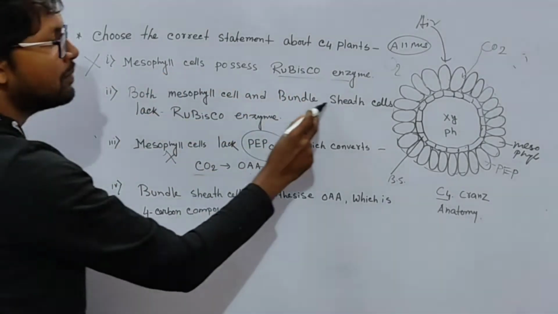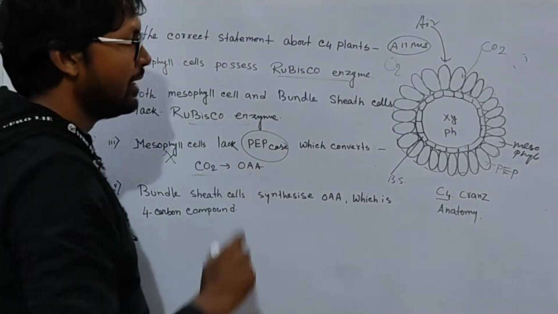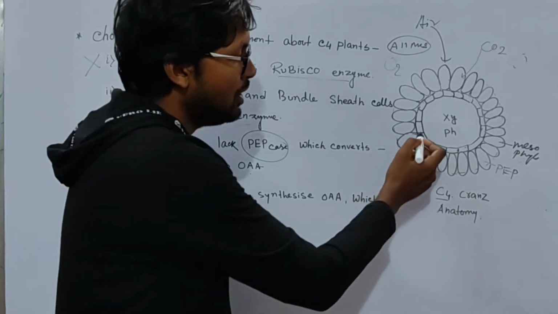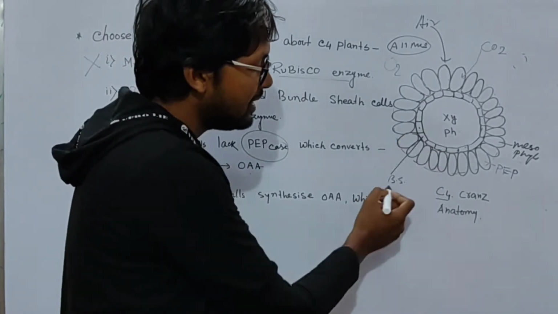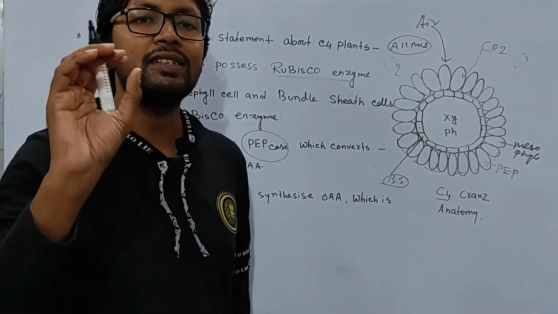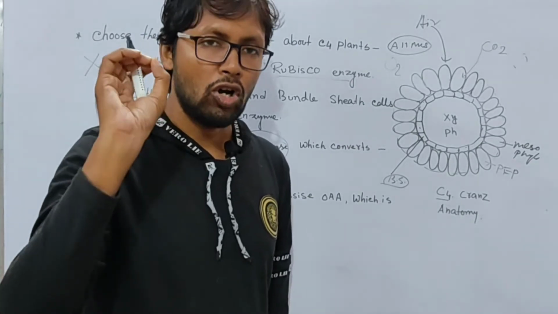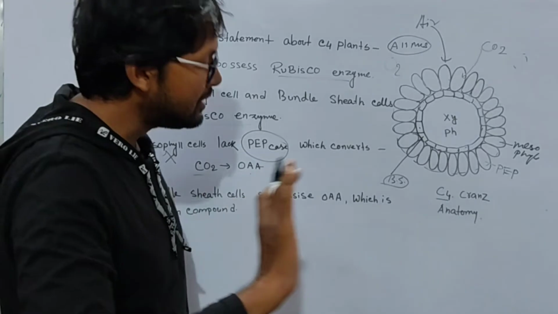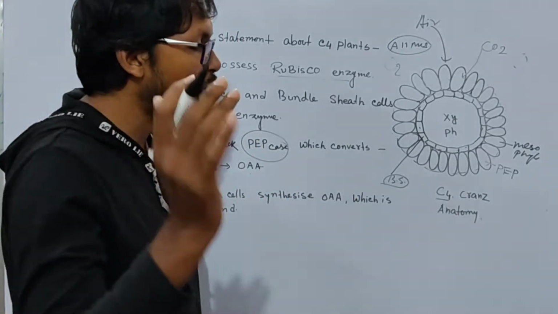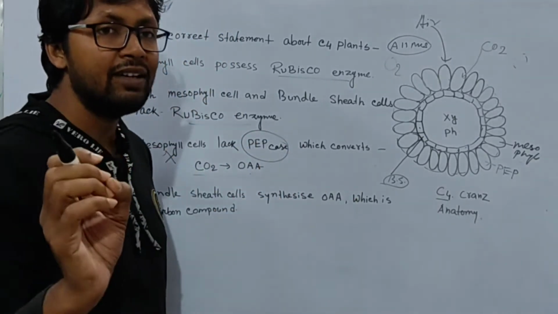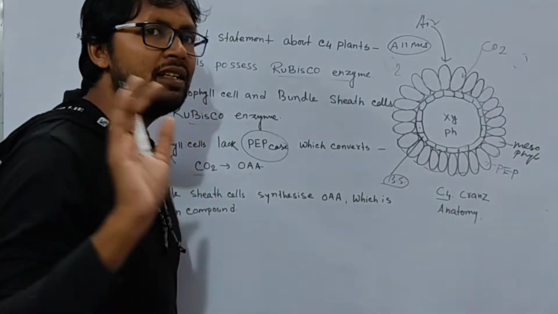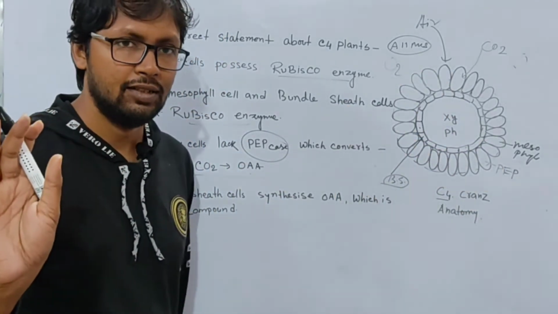Both mesophyll cells and bundle cells lack Rubisco enzyme: that is not correct. Bundle cells contain the Rubisco enzyme because bundle cells are the site of carbon dioxide fixation. You know that without the Rubisco enzyme, carbon dioxide fixation, that is the conversion from carbon dioxide to glucose, is not possible. That is, the dark reaction is not possible. You can say in other words that the mesophyll cell does not run any dark reaction here.